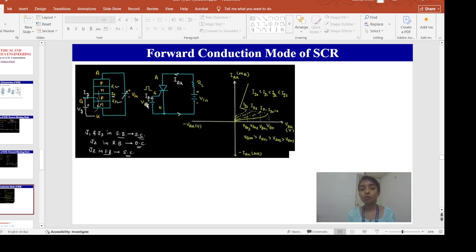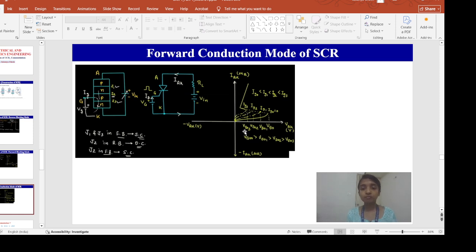If you apply more gate drive, you need to apply less forward breakover voltage, and your SCR will start conducting. You will start getting conduction from this point. Even if you increase this gate current more and more, what will happen? You need to apply less V in and your SCR will start conducting.